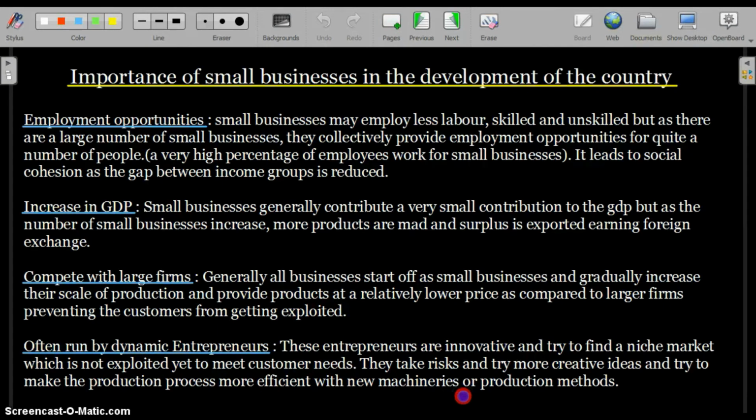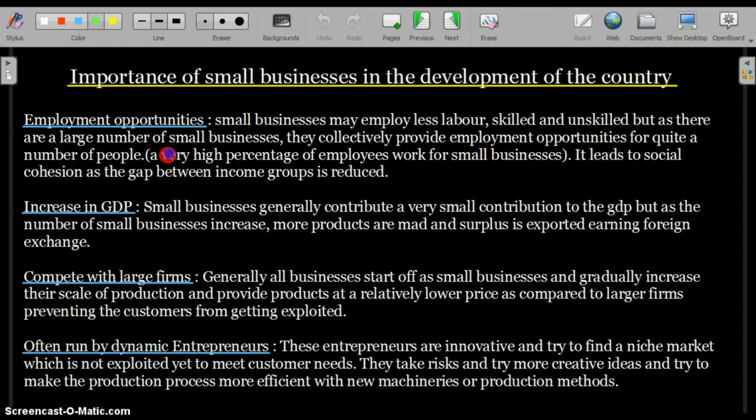Now, the importance of small businesses in the development of the country. This is a very good question that comes around in 8 mark and 12 mark questions. Like, what is the most important thing about small businesses in the development of a country? So, these are the 4 important points that I've given. There might be more, but these are the most important ones that I have found. Generally, good enough to get a very great score in your paper in the long answers. So, let's begin. Employment opportunities, increase in GDP, compete with large firms, and often enable dynamic entrepreneurs.